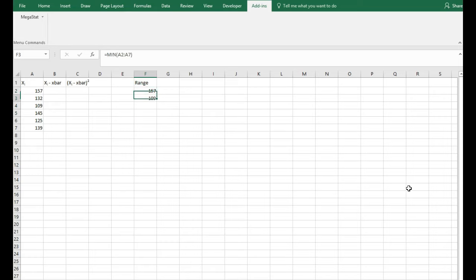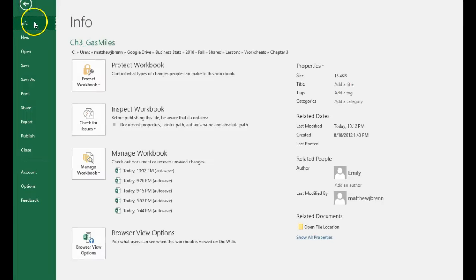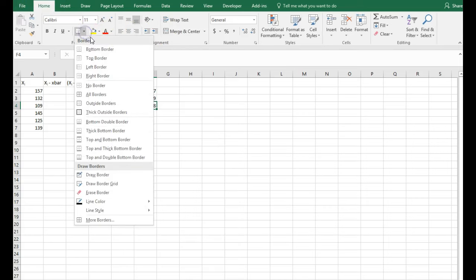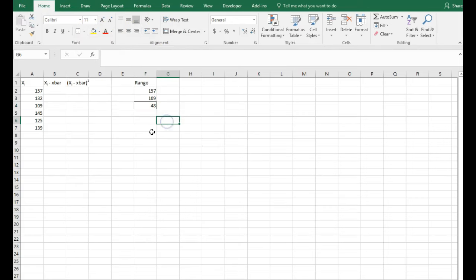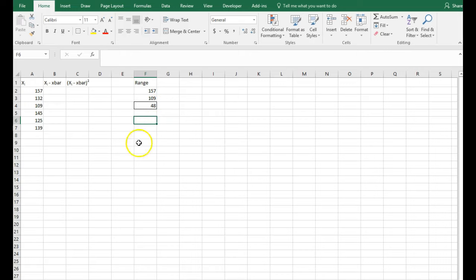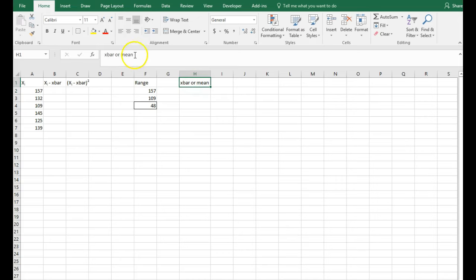So yeah, 157 minus 109. So we'll say that minus that is 48. So that's what we're going to say our range is. Let's just put a box around that. Perfect. Okay, so the next thing that we want to do is x bar, or mean, or sample mean, I should say.